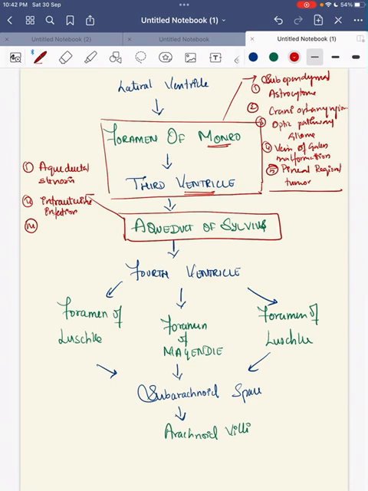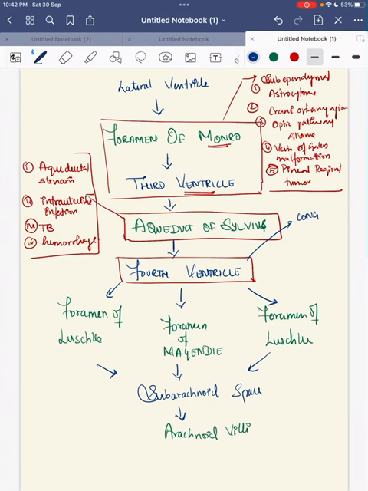Third can be tuberculosis. Fourth, it can be due to hemorrhage. So these are the causes of obstruction at the level of the aqueduct of Sylvius. Next, what are the causes of obstruction at the fourth ventricle?